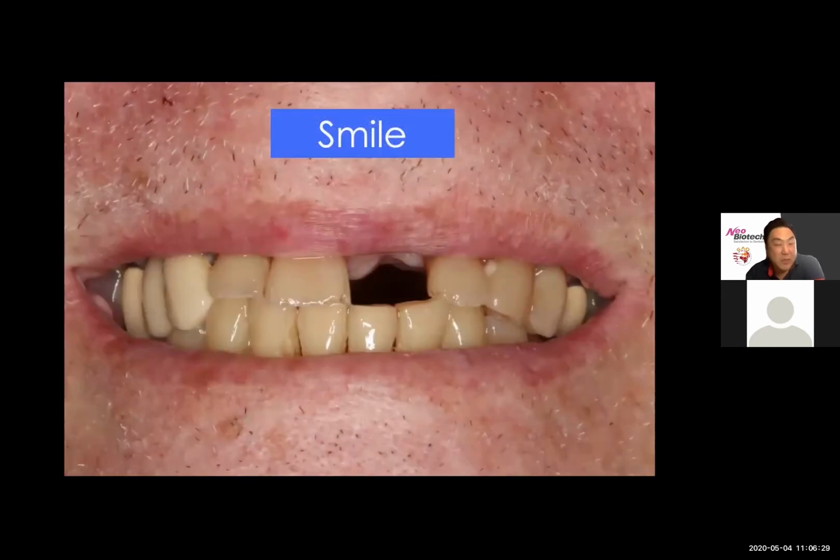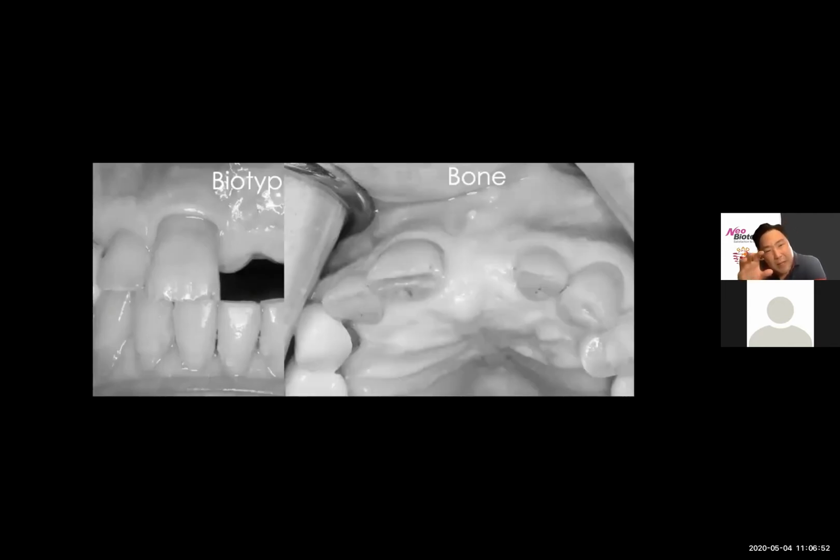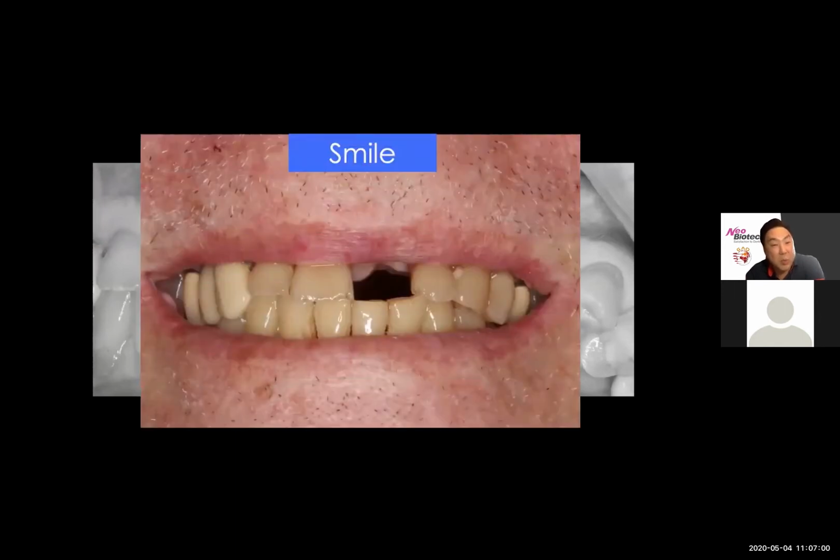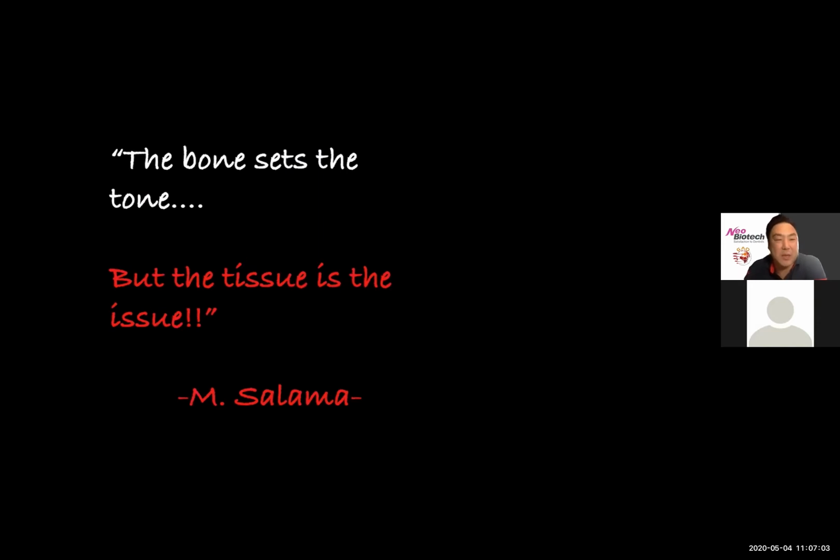Especially in the anterior aesthetic zone, it's about the patient's smile, and how we are going to achieve the best possible aesthetics for this patient. If we have the hard tissue, do we have the soft tissue? And can we predictably improve upon or regenerate what we're looking to achieve? We have to be clinicians that can incorporate both the hard tissue and soft tissue, so that today, in 2020, we can achieve the best possible aesthetic results. I'm sure most of you have heard this quote from Maurice Lama: "The bone sets the tone, but the tissue is the issue," right?